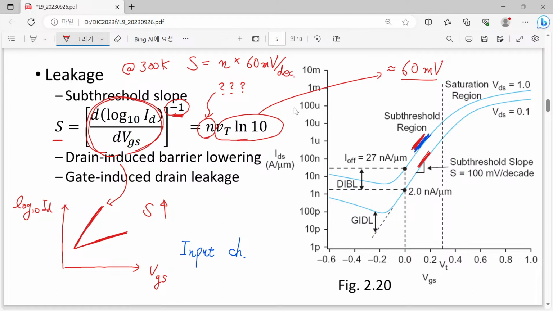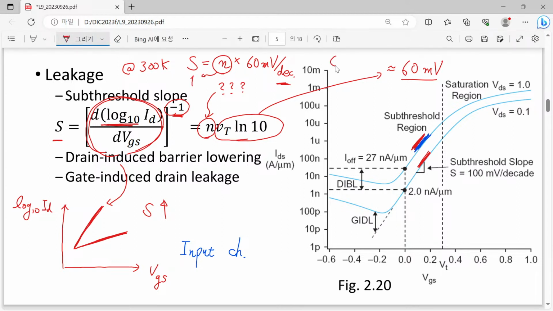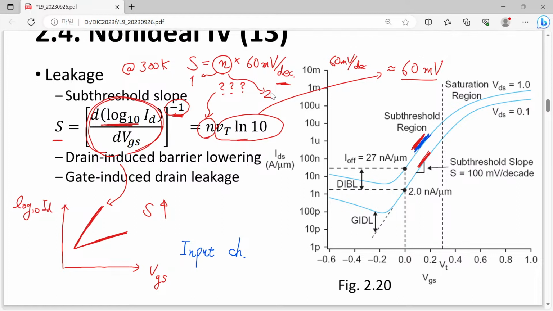Why do we have a decade here? It is because we have already taken this log 10, and here we have a certain number. Depending on this number, we have different slopes. For example, if this is 1, then we will have an almost ideal number like 60 millivolt per decade. And if we have a number close to 2, which is quite a bad situation and difficult to imagine these days, then we will have 120 millivolt per decade.